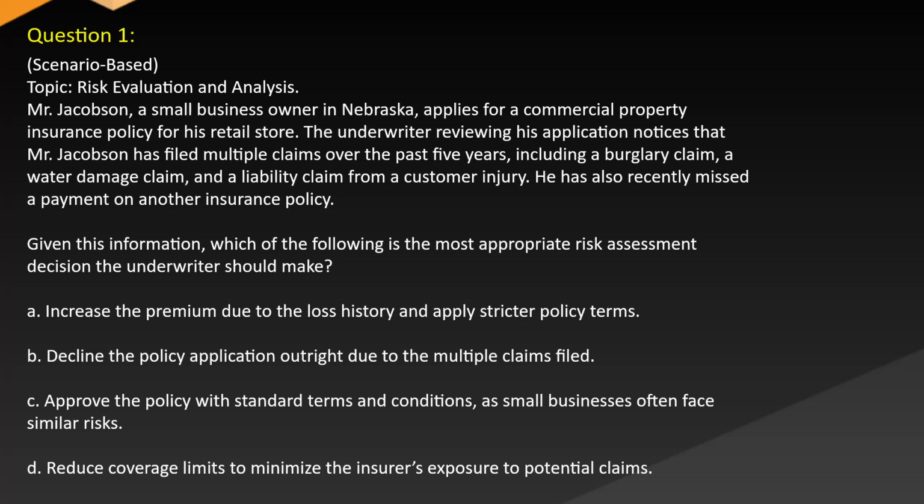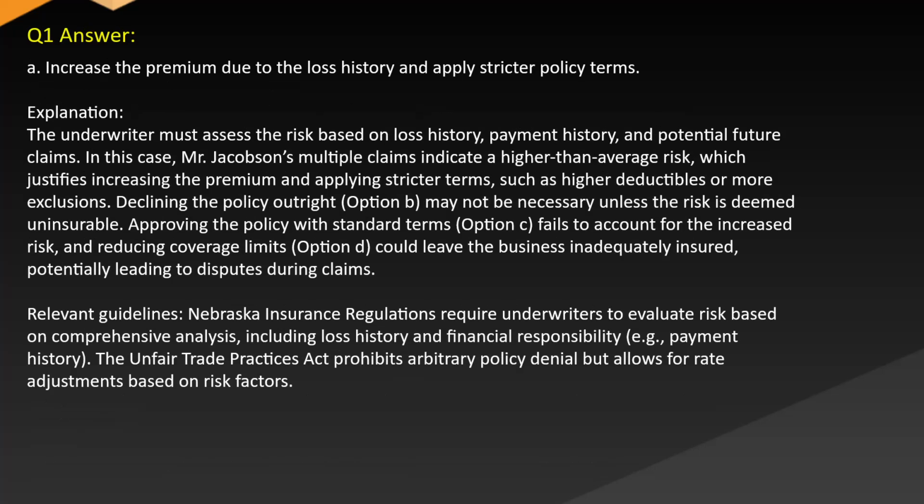C. Approve the policy with standard terms and conditions, as small businesses often face similar risks. D. Reduce coverage limits to minimize the insurer's exposure to potential claims. Answer: increase the premium due to the loss history and apply stricter policy terms. Explanation: the underwriter must assess the risk based on loss history, payment history, and potential future claims.